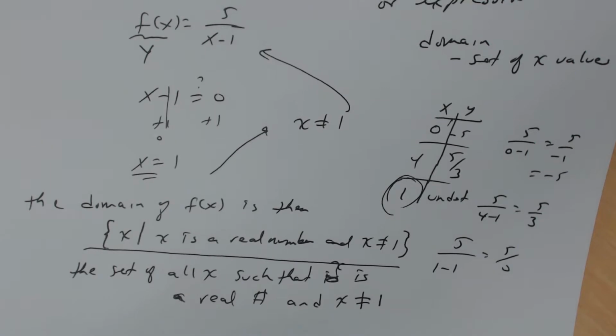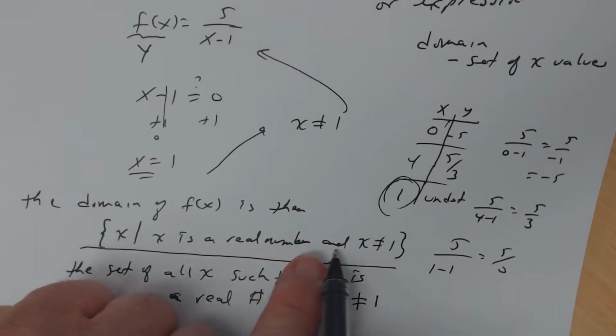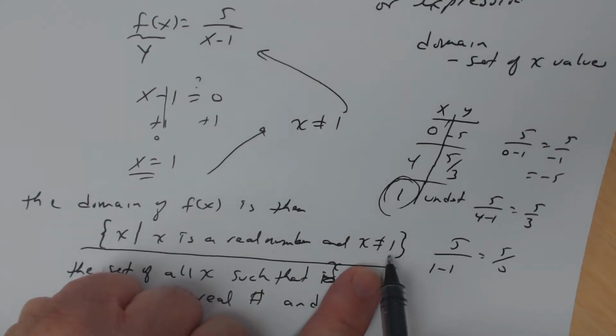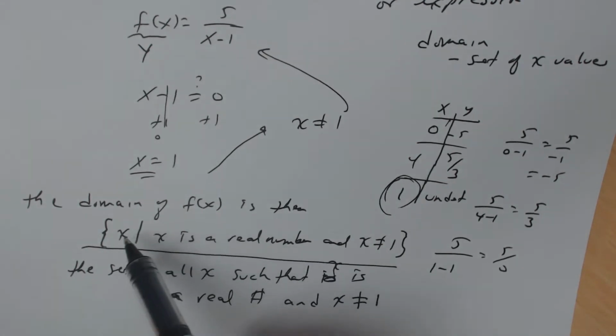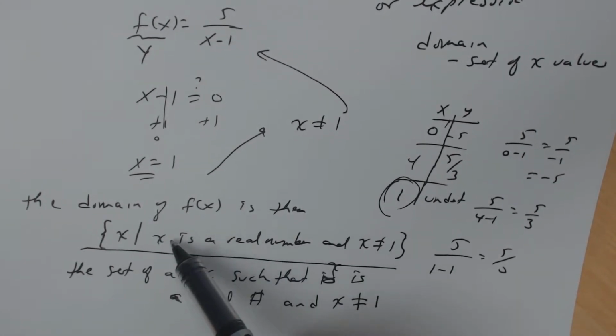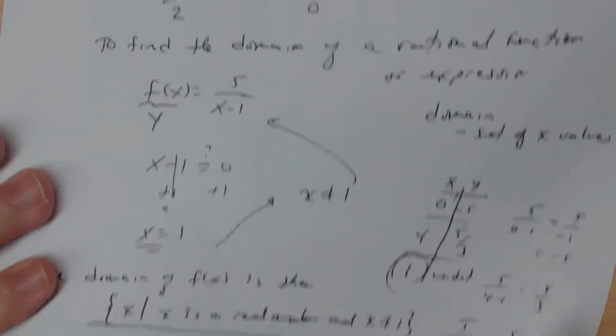MyMathLab will look like this. Okay, so in particular, let me see if I can find one. So MyMathLab they're going to give you this right here, and you just have to fill in this number 1. But on a worksheet or a test, you're going to have to write this whole thing out. So you need to know how to write this. All right, so let's do another example, and we'll discuss this again.